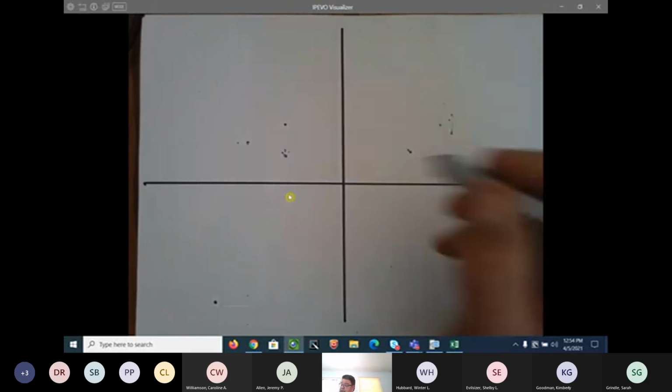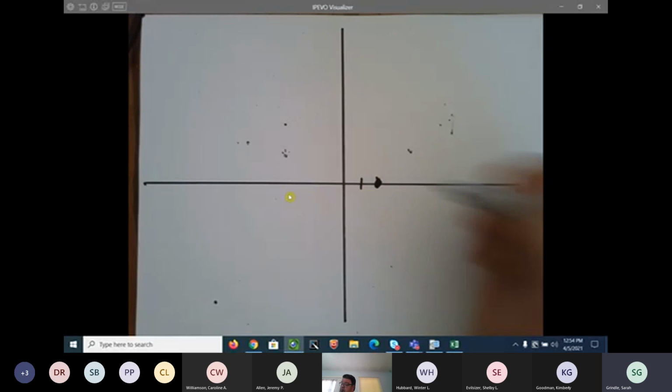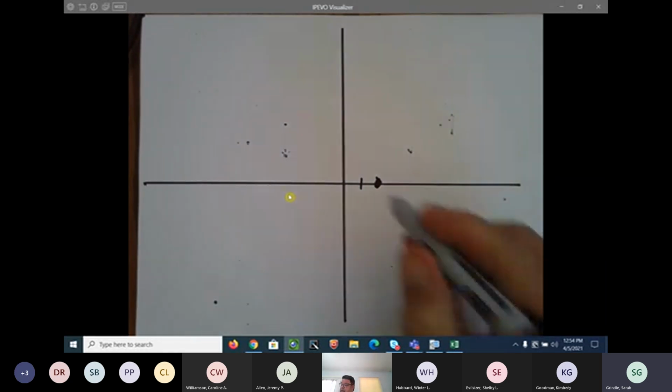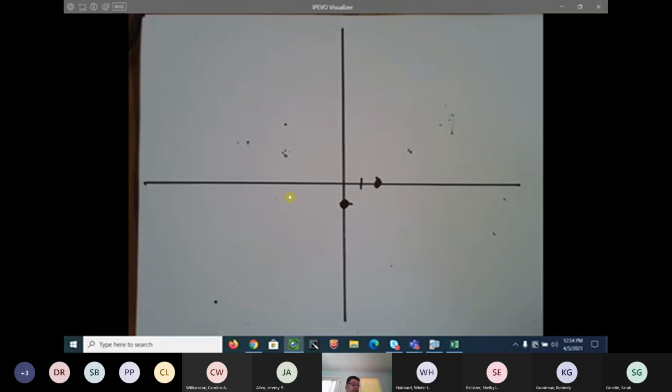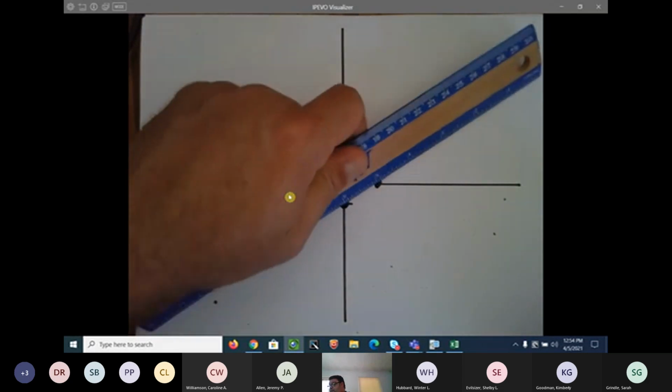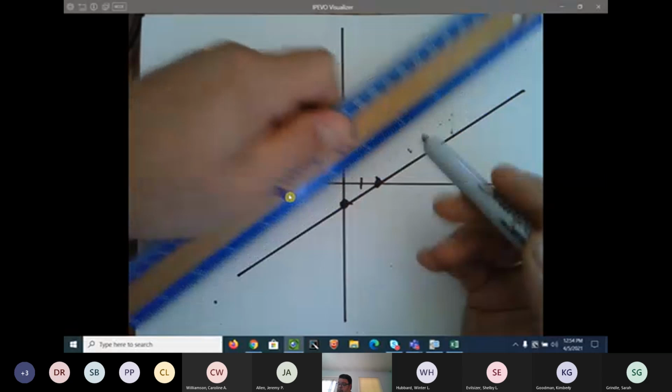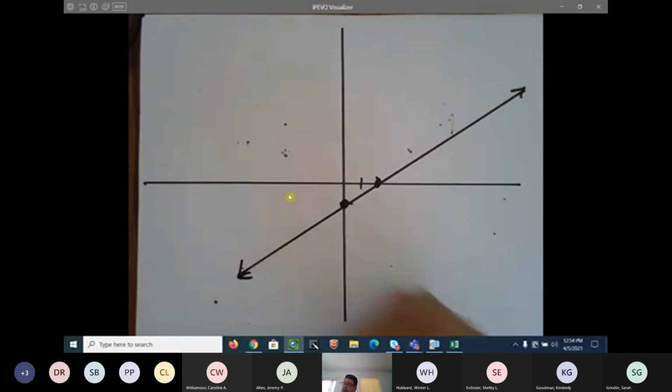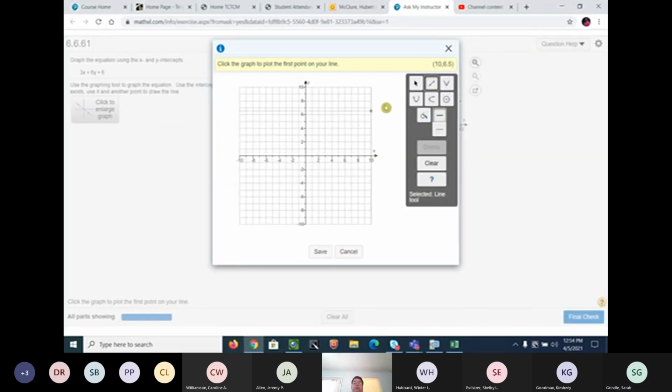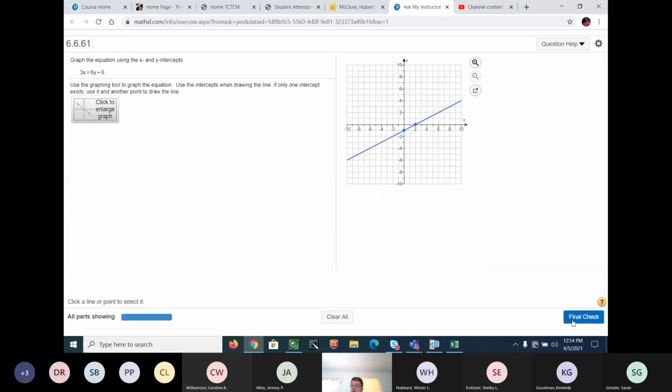So 2 and 0. And 0, -1. And there is your graph. So let's go plot those points on the do-jigger. So 2 and 0. And -1. And that should be your answer. Good test question.